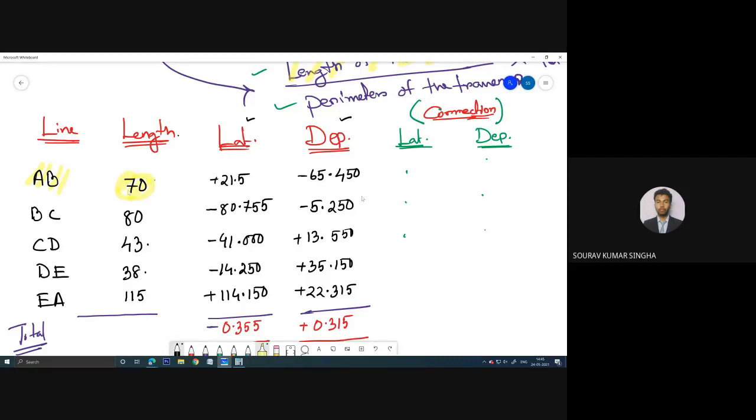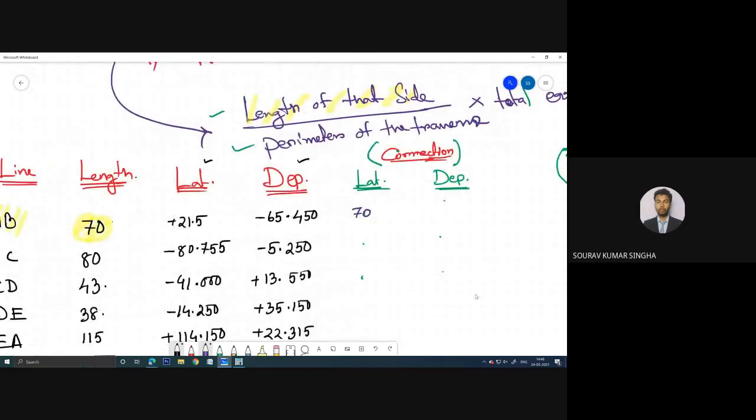AB line का length कितना है? 70 है. Is that clear to everyone? Yes, sir. Okay, so 70 is that side. You can see I'm just writing the same thing. Length of that side, so I have written the length of that side. Now perimeter of the traverse. So what is the perimeter of the traverse?